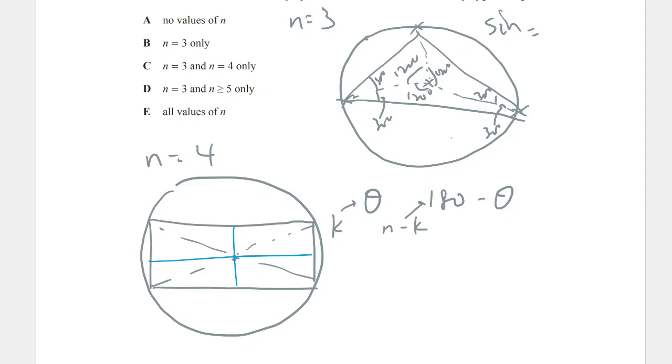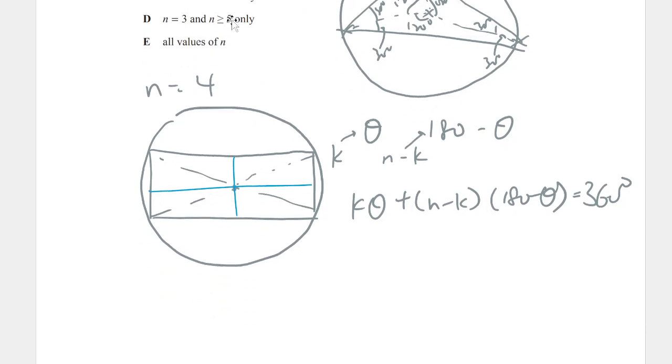So, I know the angles at a point: k times theta plus n minus k times 180 minus theta equals 360. All right, because the angles at a point must sum to 360. Okay, so let's imagine when k is 1. When k is 1, theta plus n minus 1 times 180 minus theta equals 360.